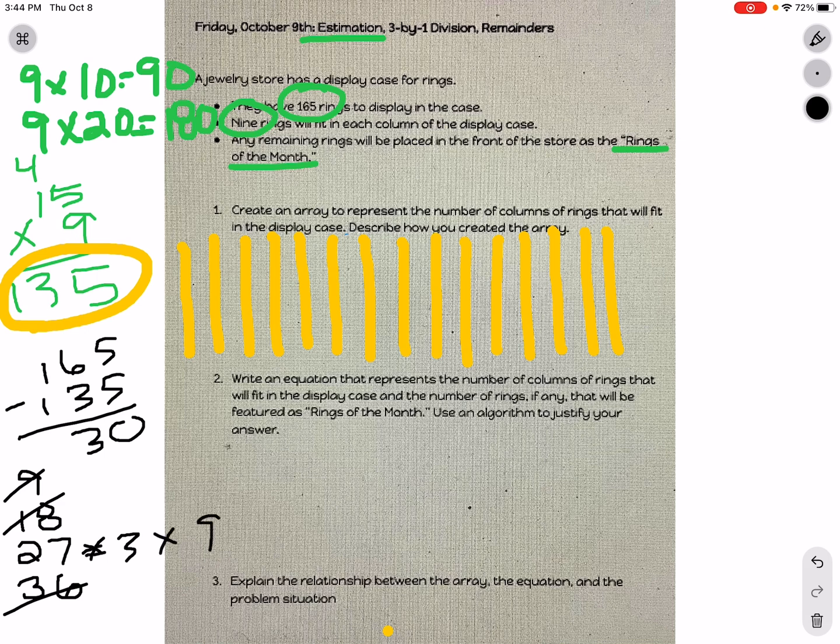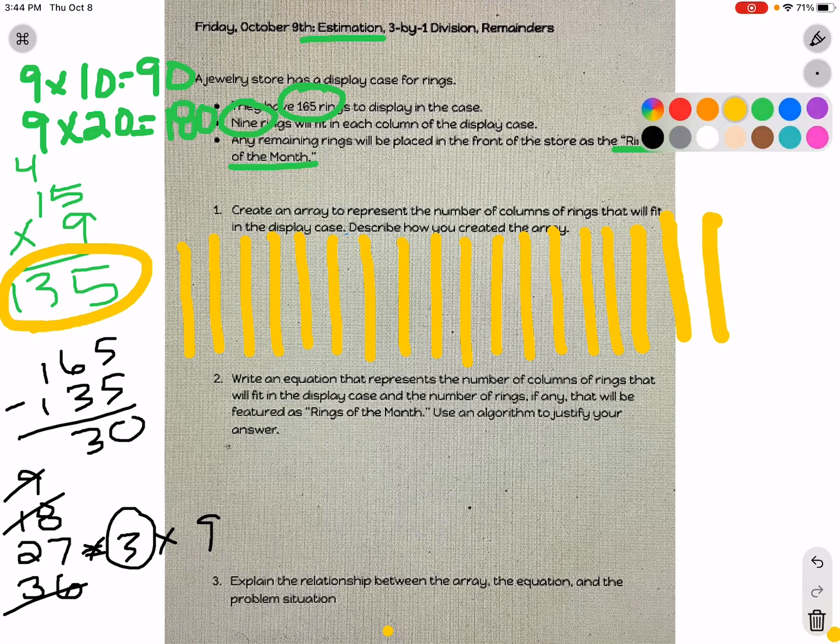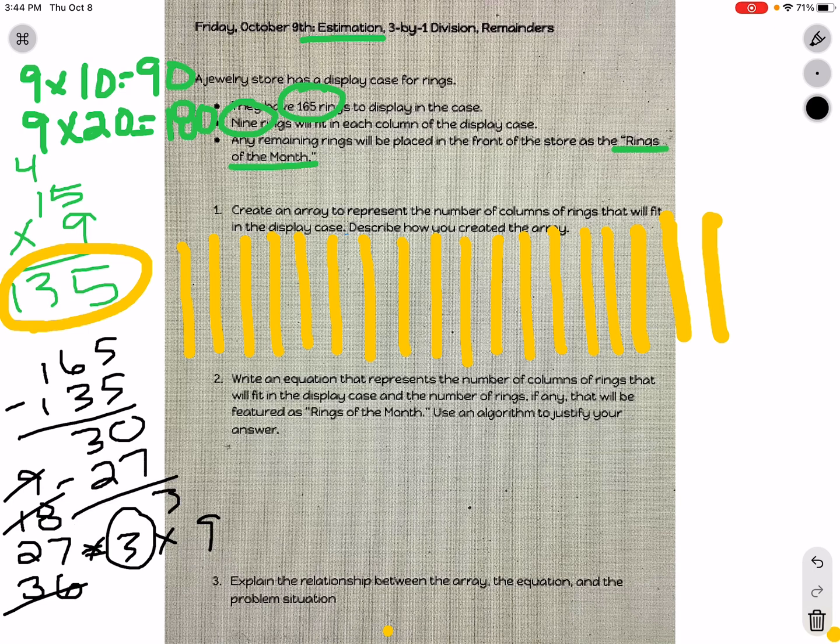9 times 3 equals 27. So that means I can add 3 more columns of 9 rings to my display case. 1, 2, 3. So I have 18 columns right now, and I have taken up a total of 27 minus 3. I have 3 left.